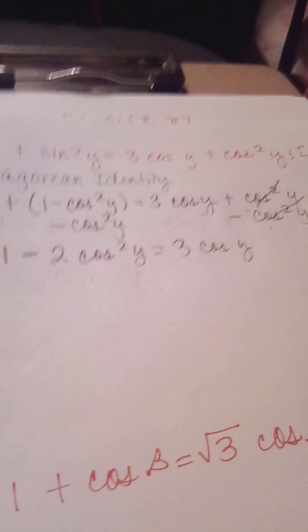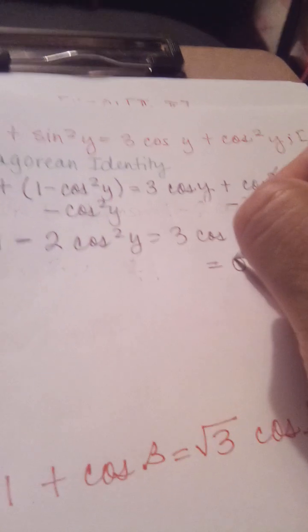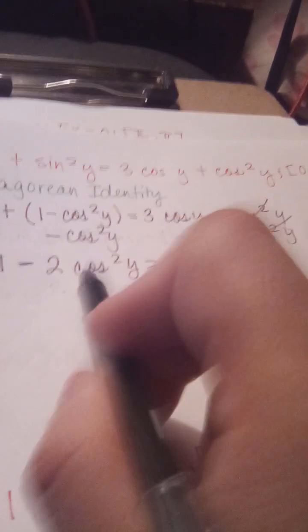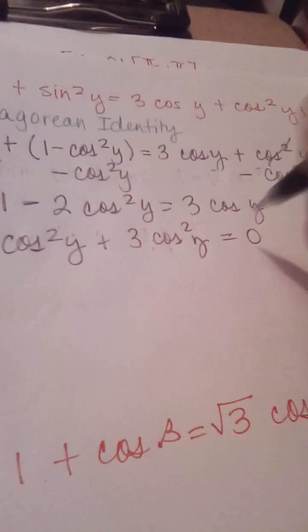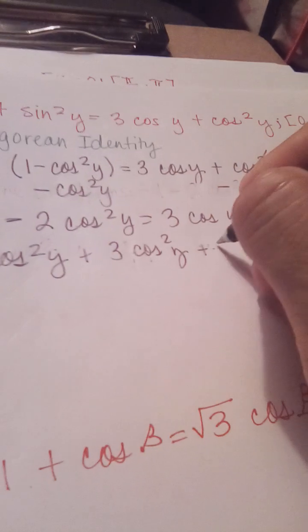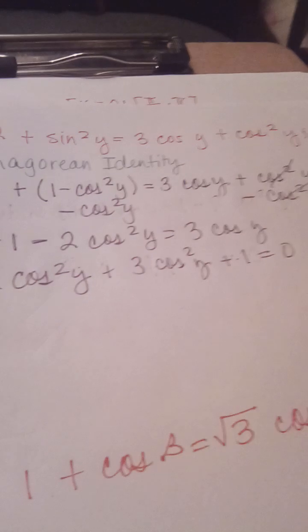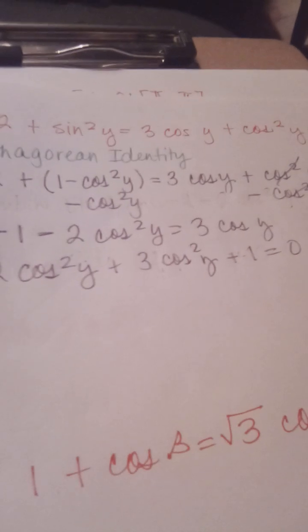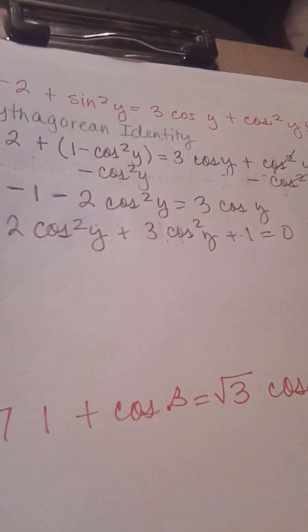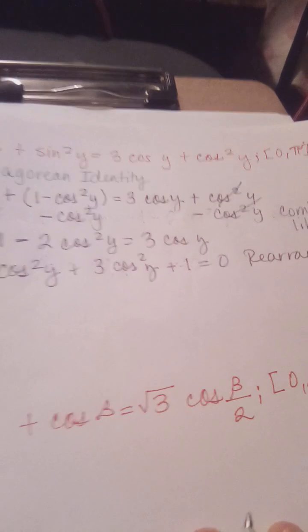We'll set this up to 0, actually. So we're going to set up to 0. This will go up first, so this will be a positive 2 cosine square y. And then you bring the 3, plus 3 cosine y, and then make room for this. Plus 1 equals 0. That's rearranging. So we have 2 cosine square y plus 3 cosine y plus 1 equals 0.